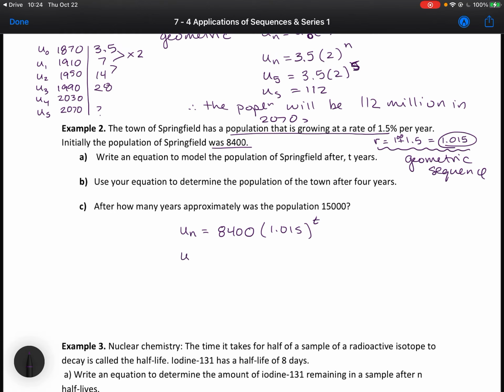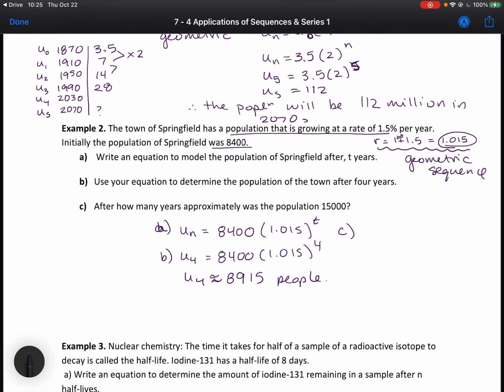So now I'm going to use that equation to determine the population of the town after 4 years. So 8,400 times 1.015 to the exponent 4. I'm going to use my calculator for that one. That is going to give me approximately 8,915 people.